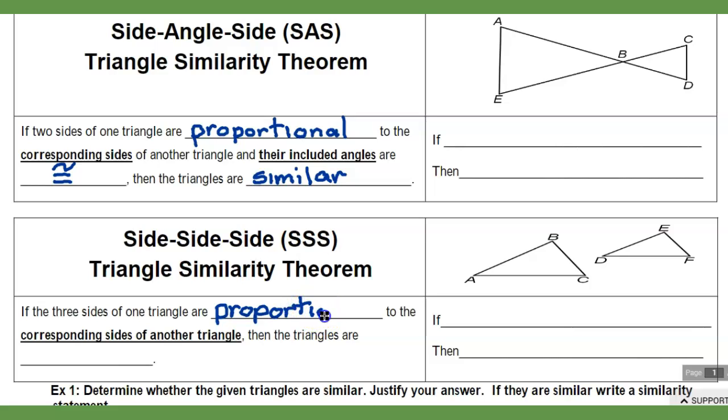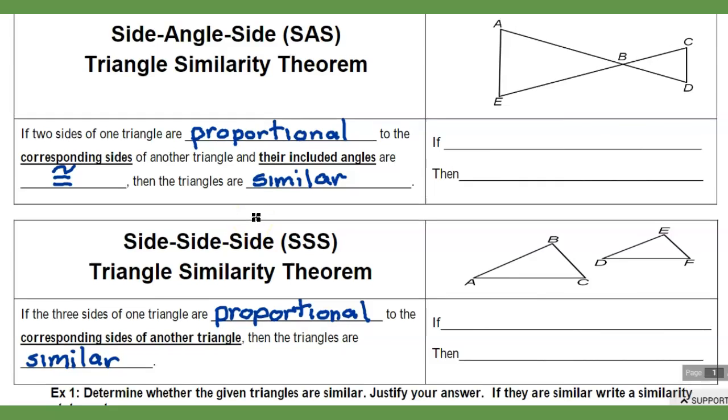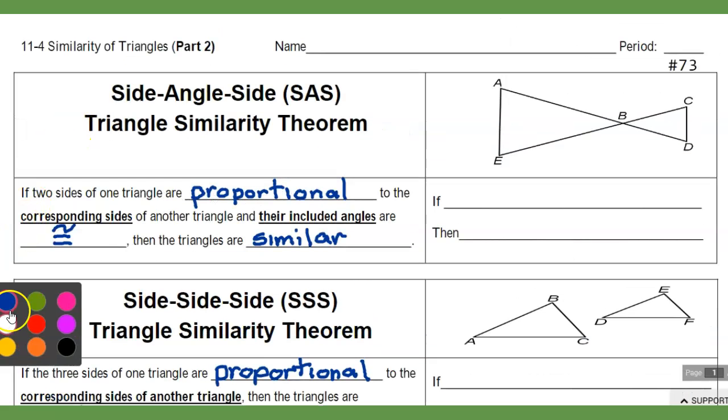All right. So if all three corresponding sides are proportional, meaning they have that same ratio, then they're going to be similar. Okay. And this is very close to the definition of similarity that we've already done. So as we're doing this, you're probably going to feel like this is a review. Okay. So let's look at this just in a color-coded way.